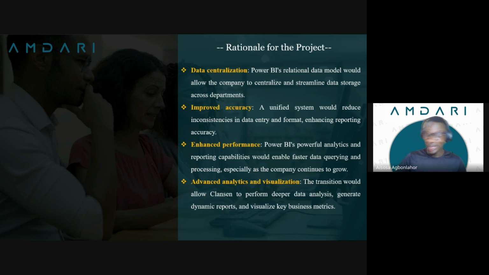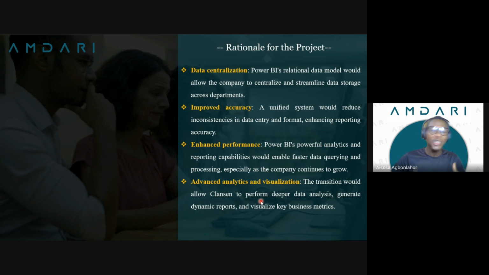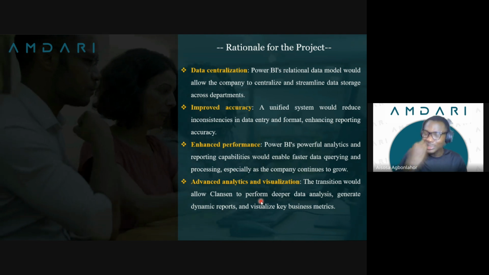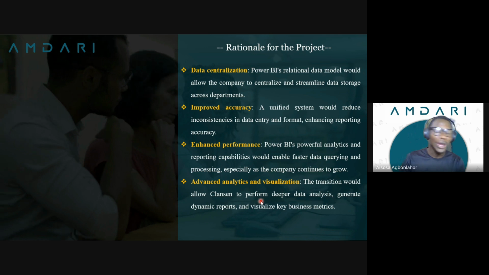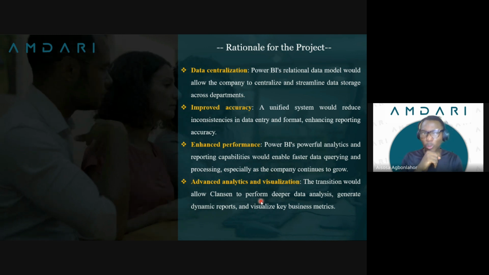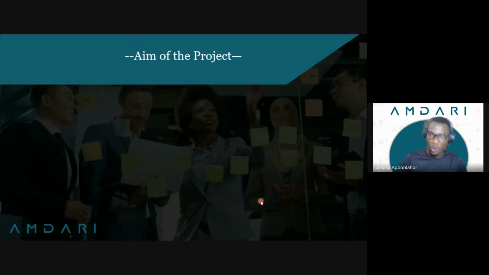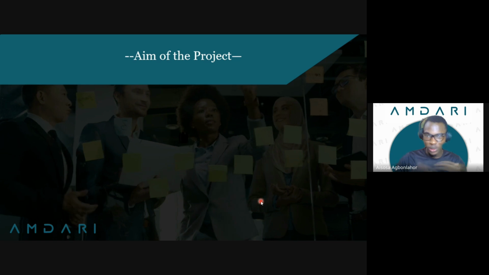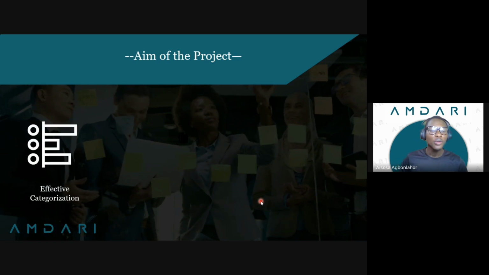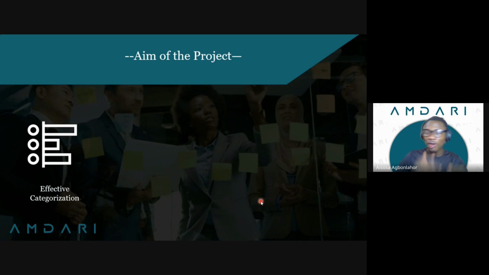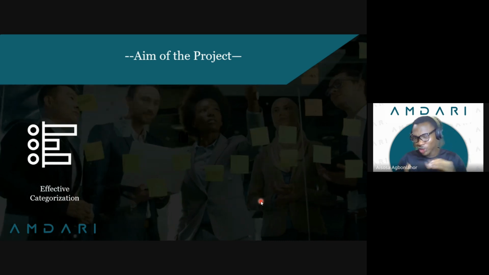So we have data centralization, improved accuracy, enhanced performance, advanced analytics and visualization. And these are what we are looking to achieve. This is the rationale, the reason why we are going to get this done for classing. And the aim of the project, what are we looking to achieve? Simple. We want effective categorization for us to have different sections of data.